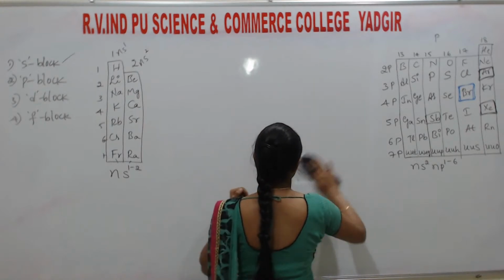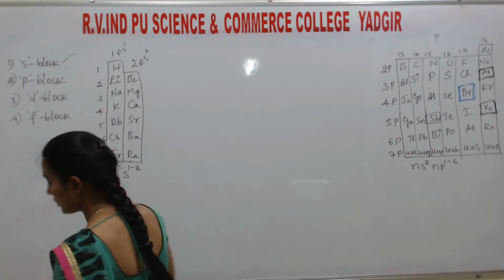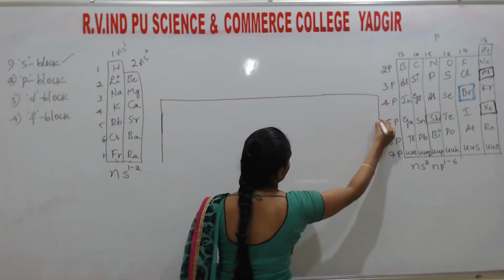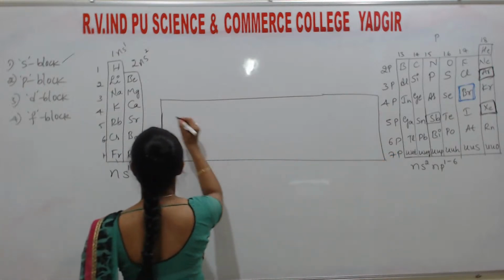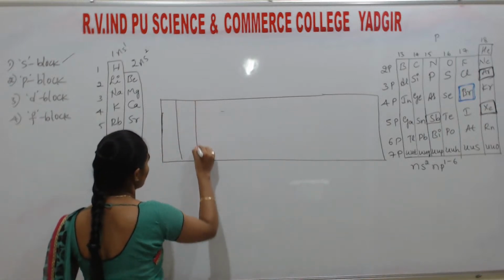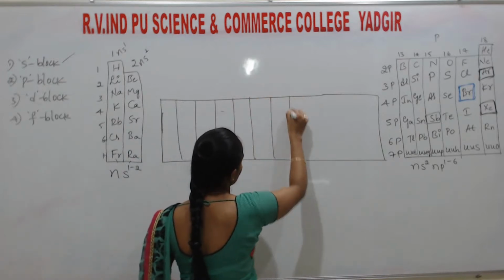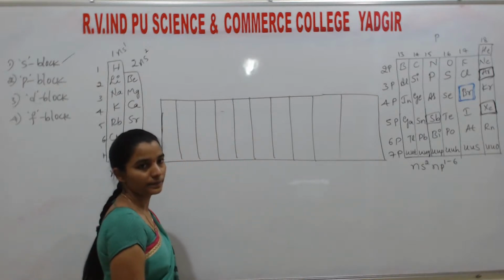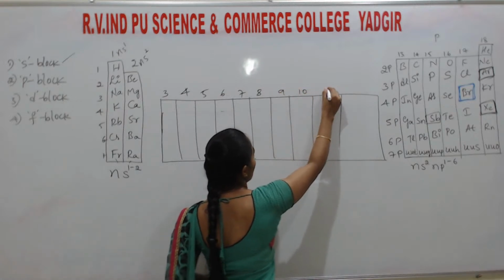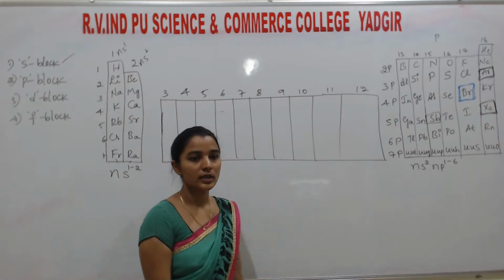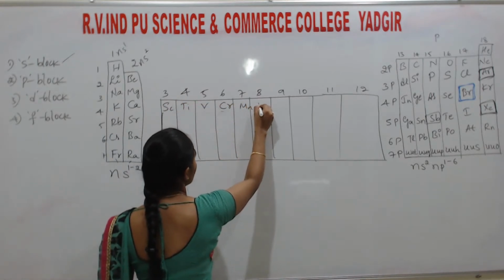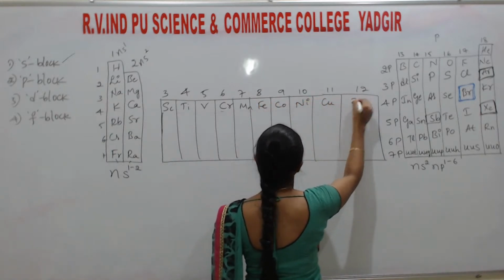So the next one is the d block element. So students, here the d block elements are placed in the middle of the periodic table. Total 1, 2, 3, 4, 5, 6, 7, 8, 9, total 10 groups are there. Starting from the third, fourth, fifth, sixth, seventh, 8, 9, 10, 11, 12. Group number 3 to group number 12 are called d block elements. So students, here they are studied as scandium, titanium, vanadium, chromium, manganese, iron, cobalt, nickel, copper, zinc.